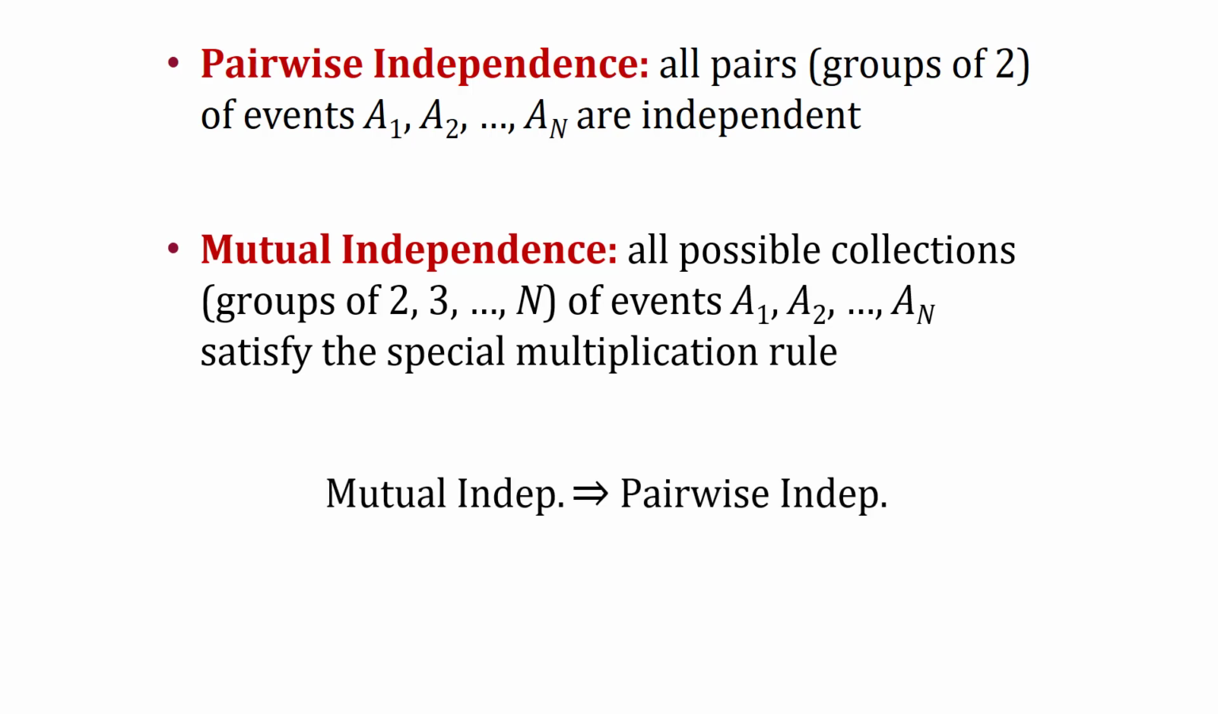And so if I have a group of events that are mutually independent, that implies that they are also pairwise independent, because that's included in mutual independence. But just because I have pairwise independence for a group doesn't necessarily mean they're mutually independent. I also need to check those larger groups and see if they satisfy that special multiplication rule. Let's look at an example.